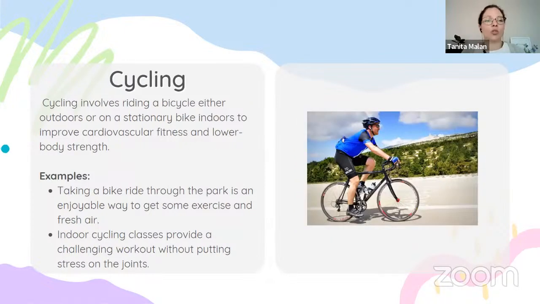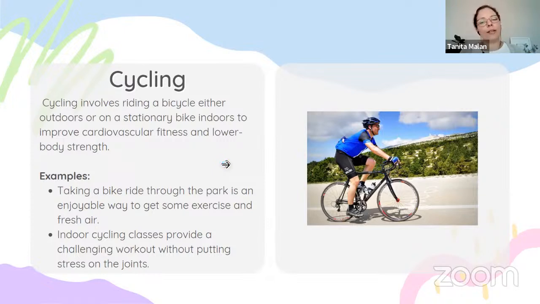So let's move into the next one, which is cycling. Okay, so cycling involves riding a bicycle, of course, either outdoors or on a stationary bike indoors to improve cardiovascular fitness and lower body strength. So there we go, cardiovascular or cardio, okay, and lower body strength because you basically use your legs. You do also use your upper body when you're on the handlebars. Like that, it does use your upper body to keep yourself up, but more legs than anything else.